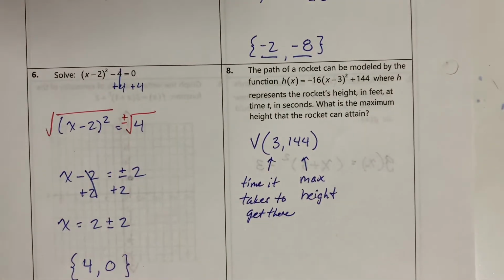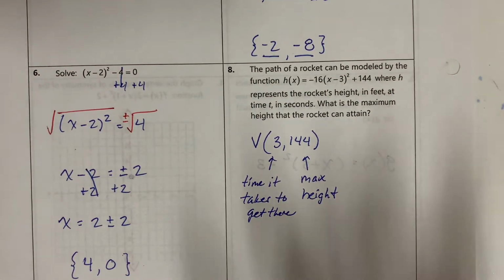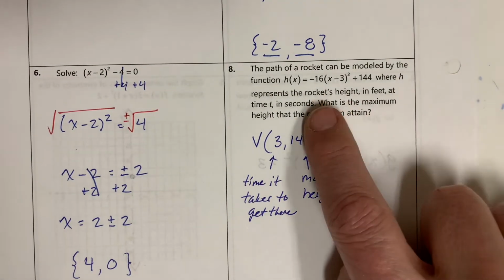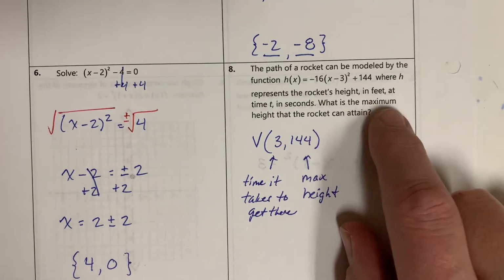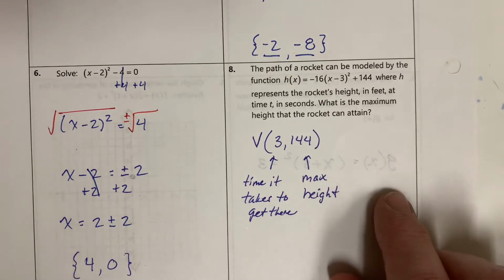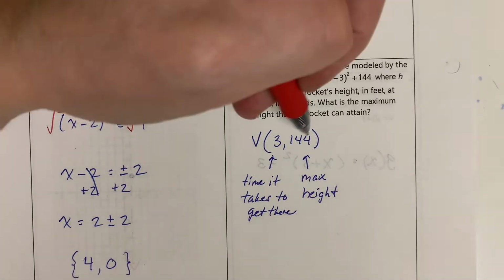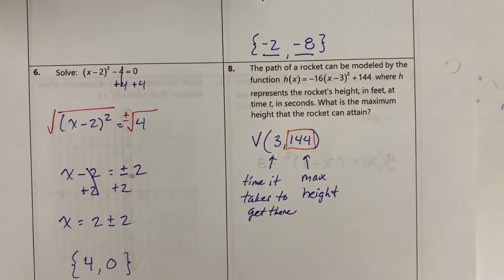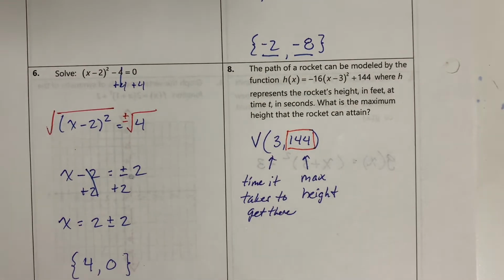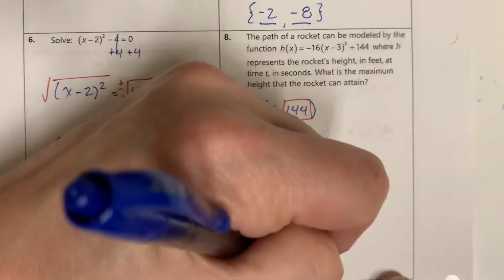Now, of those two numbers, the one that I want for this problem is the rocket's height in feet, where it's going to be the maximum height that the rocket can attain. So for this one, I need to report this number, the 144 only. And so my answer is going to be 144, and my units are feet.